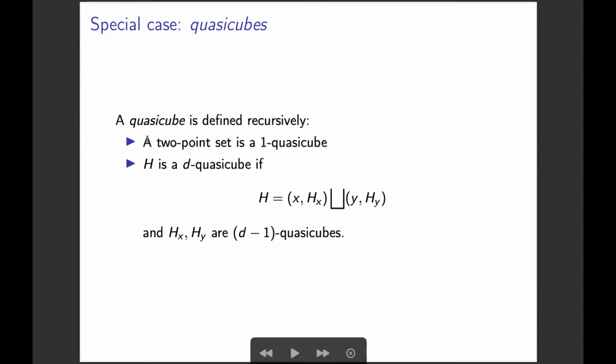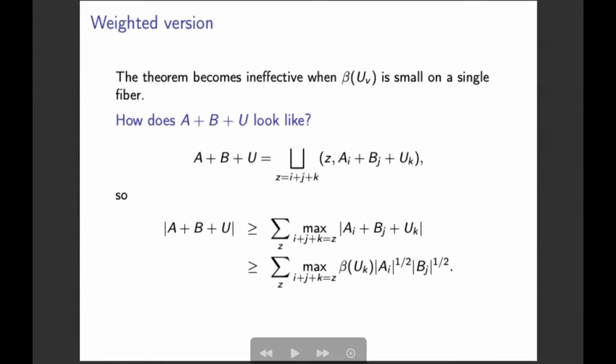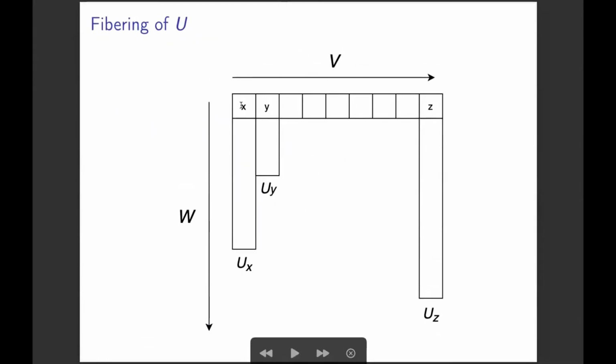Any two-point set is a one-dimensional quasicube, and a d-dimensional quasicube is a disjoint union of exactly two slices, such that each slice is a (d-1)-dimensional quasicube. So if we get back to this picture, then we have only x and y here, and u_x and u_y here are quasicubes.